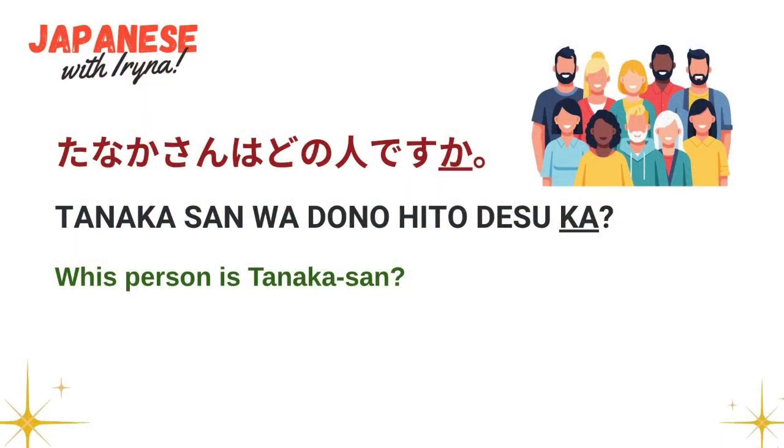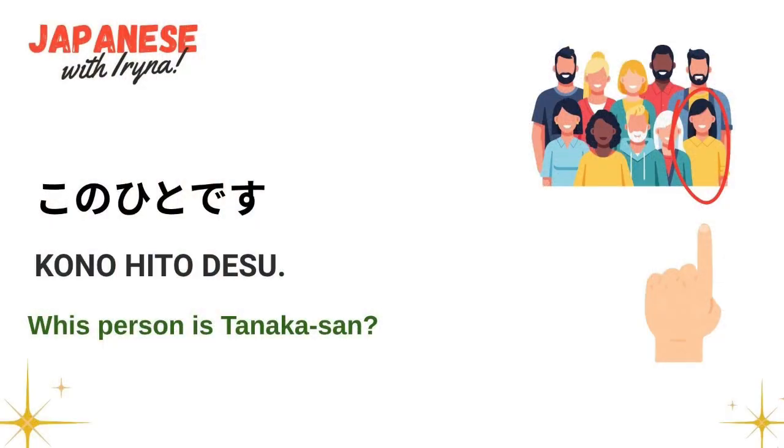So for example, showing a photograph and you're asked which person is Tanaka. 田中さんはどの人ですか? Which person is 田中さん? And then showing the person, この人です. For example, if it's a photograph and the person is holding it, showing この人です. Because the photograph is in his hands, he can just point. この人, this person. この人です. This person.